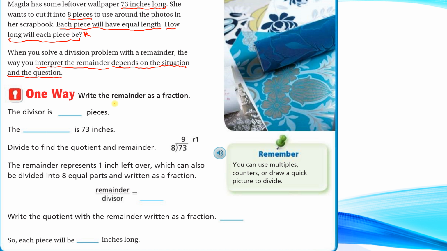Okay, so one way to do it, as you see here, is to write the remainder as a fraction. The divisor is, so which number in this problem, 73 or 8, is the divisor? And it should be 8. The divisor is 8 pieces. The dividend is 73 inches. The wallpaper is 73 inches. Or I think they actually want, we'll put both. Wallpaper, if they want the literal. And then in this math problem, 8 would be the divisor, the 73 would be the dividend.